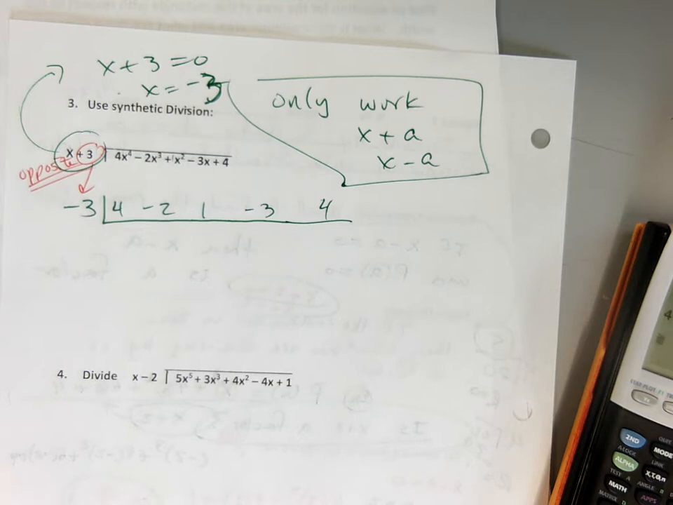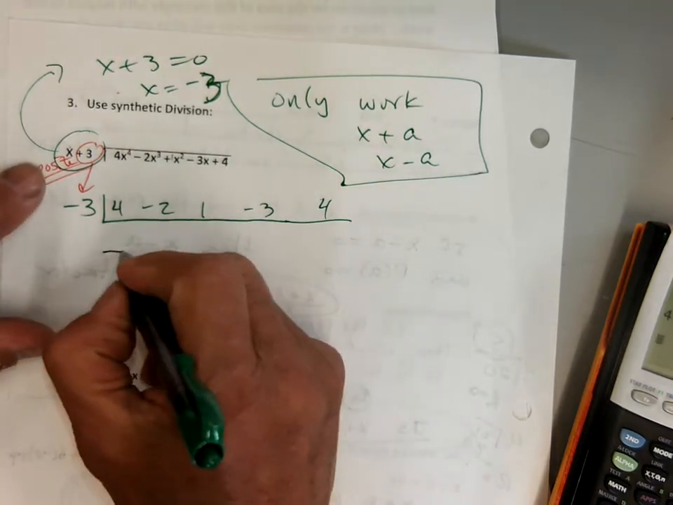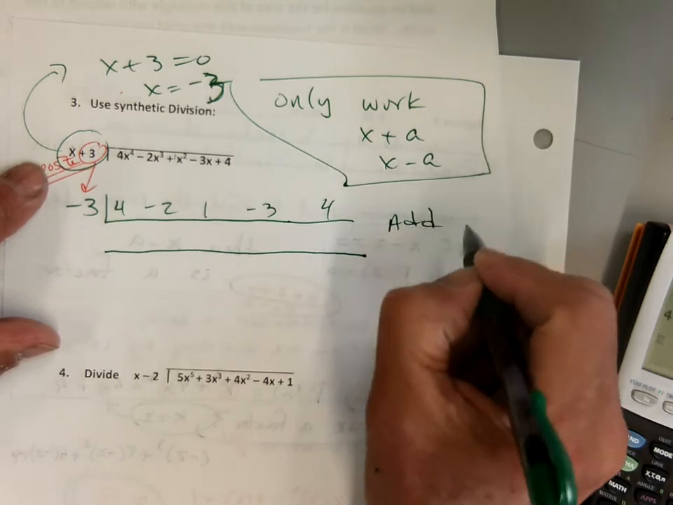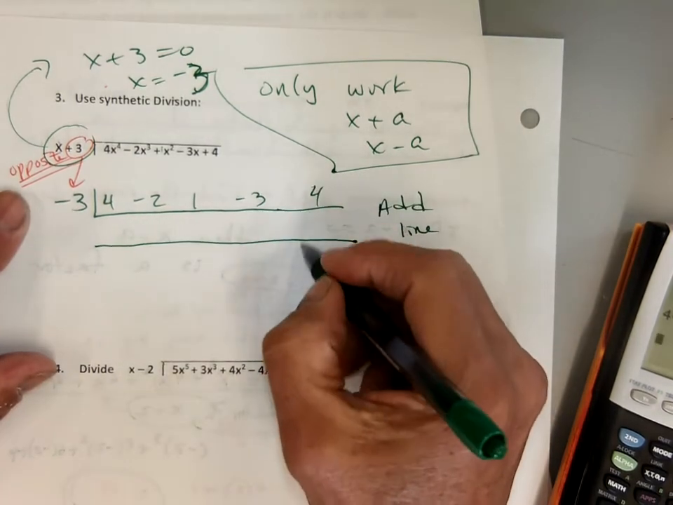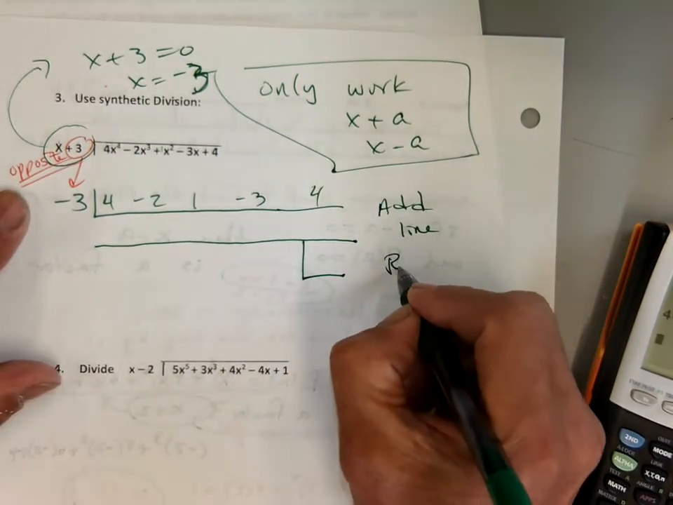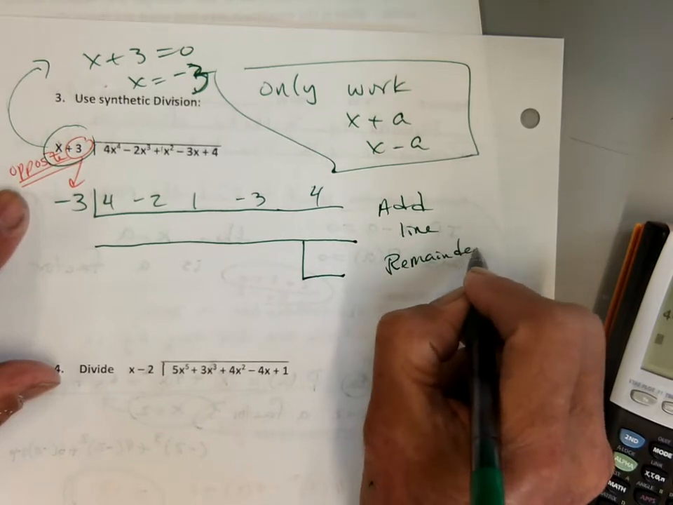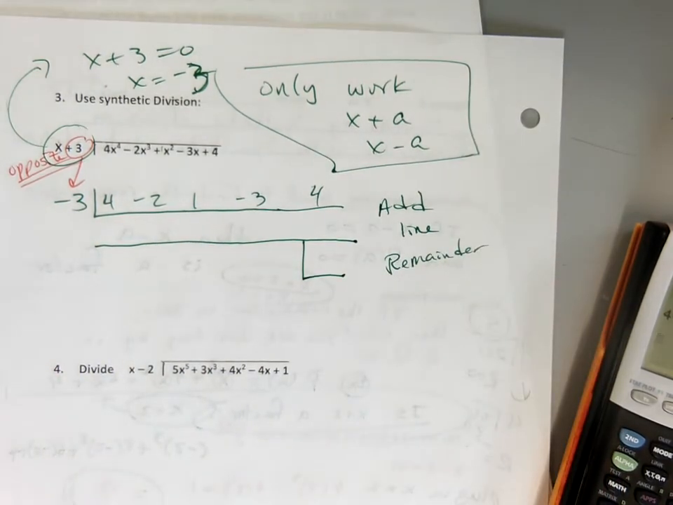Now I'm going to draw another line. And this line, right underneath it, I like to call the add line. And then right underneath the 4, way down here, I put a box. That's where my remainder goes. So here's how you set it up. We haven't done it yet. It's actually easier, it doesn't seem like it, because I keep explaining. All you do is this: upside down division, the opposite, so +3 becomes -3. The numbers go in without the x's.